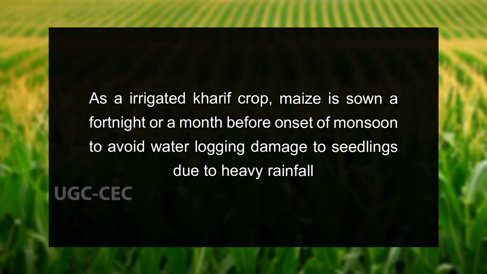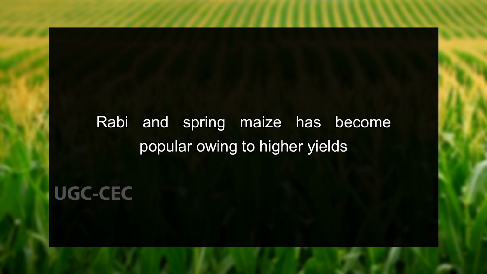It is sown a fortnight or a month before onset of monsoon to avoid waterlogging and damage to seedlings due to heavy rainfall. In North India, this practice helps in taking an early rabi crop of toria or potato before wheat. Rabi and spring maize has become popular owing to higher yields. Besides, their sowing periods are flexible and thus can be fitted in any cropping system.